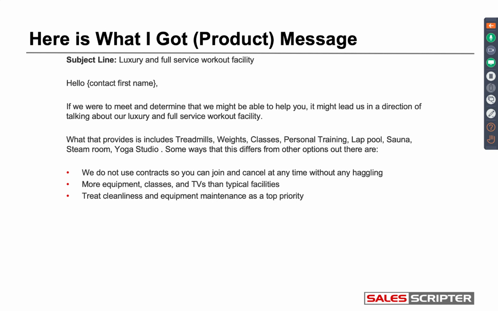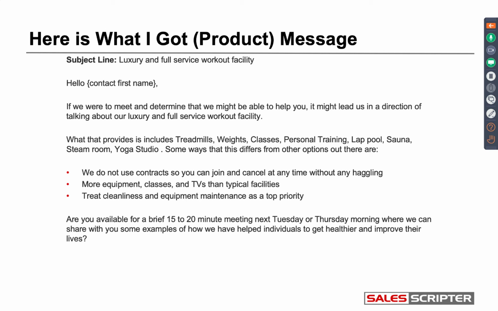The key thing here is this is where you mention what you sell, and paragraph number 2 is basically a 1-sentence description. Like, if you sell a car, this is where you say, it's a 4-door sedan, brand new, climate control or navigation, whatever. Are you available? And then closing for the meeting, and that's the email template.